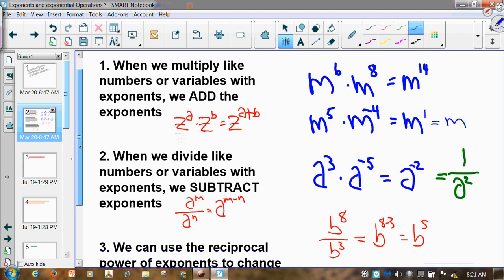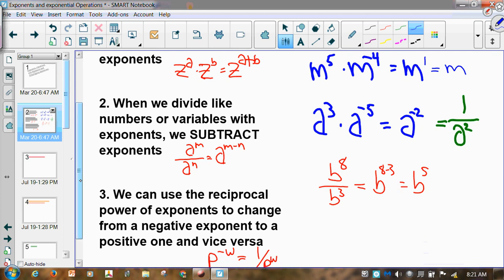Okay, but that's the first basic property, is when we multiply numbers with exponents, we add the exponent. When we divide like numbers or variables with exponents, we subtract. So multiplication is add, and division is subtraction. So in the example here, a to the m divided by a to the n is a to the m minus n.